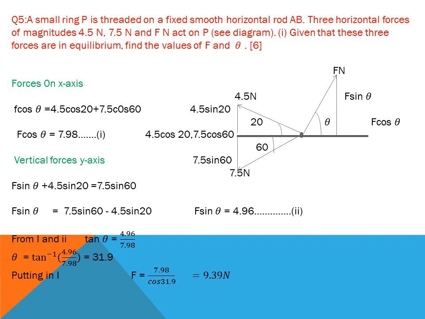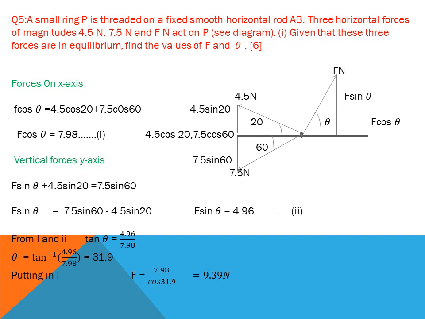In the same way, now we take the vertical forces along the y-axis. There are two forces acting upward and one force acting downward. So F sin theta plus 4.5 sin 20, the forces acting upward along the y-axis, is equal to 7.5 sin 60, which is acting downward. So according to the law of equilibrium, the forces along positive y-axis should be equal to the sum of the forces along negative y-axis. In this way, I find F sin theta is equal to 7.5 sin 60 minus 4.5 sin 20. So F sin theta is equal to 4.96.